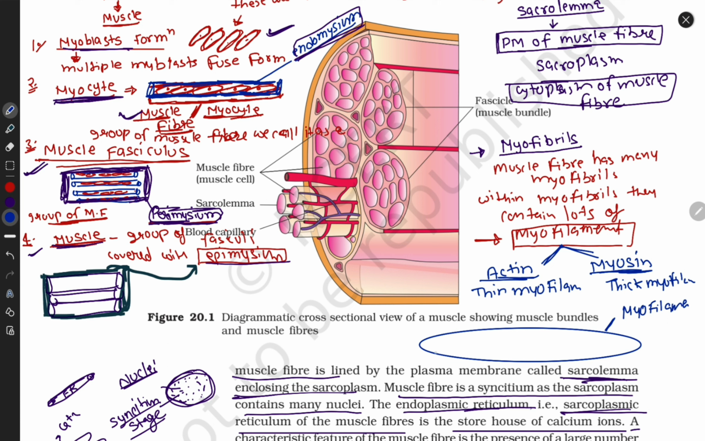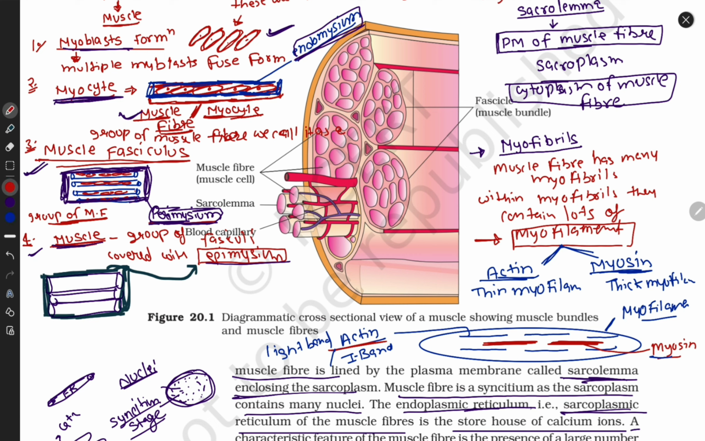What do they contain? They have thin filament like actin. Look at here. As well as they have thick filament of myosin. These are thick, very thick. I'm writing here. This is a myofilament and this is the actin. And this is the dark band. This is the myosin. Actin forms I band, and we can also call it light band. And myosin forms dark band, as well as we can call it A band. Clear guys? Now this is clear.